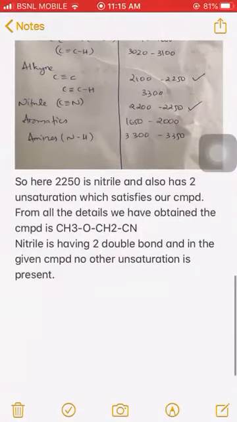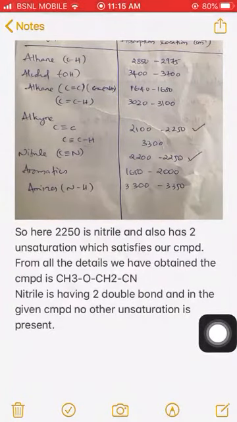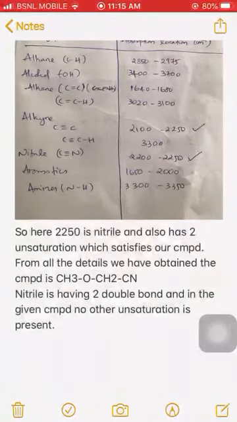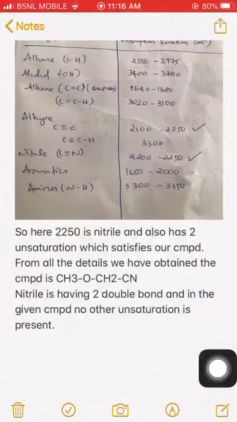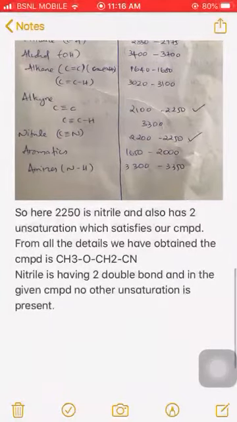Now we opt for the nitrile here because we have 2 unsaturations, and also there is an electronegative atom attached to the CH2 group itself. That is why the NMR value of CH2 is 4.22 delta. So we can neglect alkyne and choose nitrile, and the structure obtained is CH3OCH2CN. The nitrile has a triple bond, indicating the 2 unsaturations, and no other unsaturation is present in the molecule.